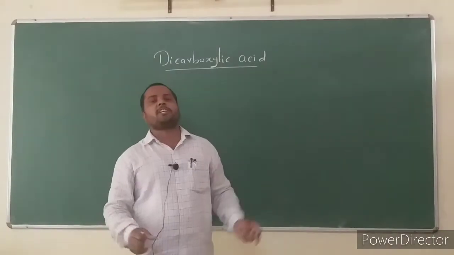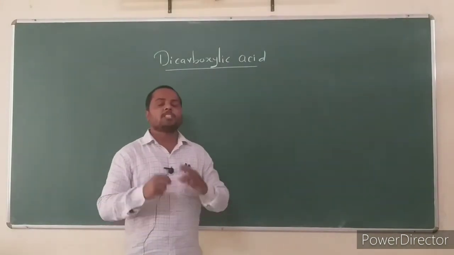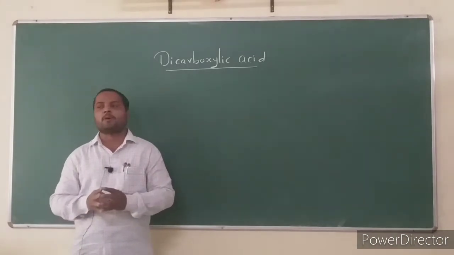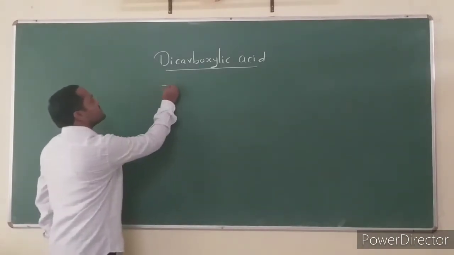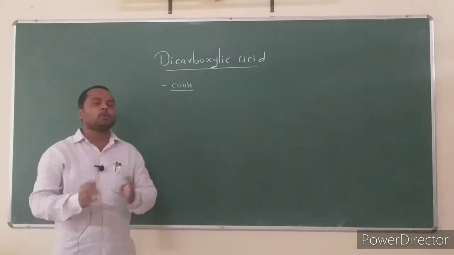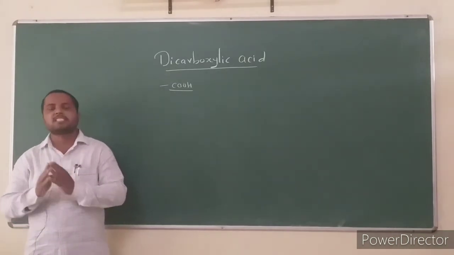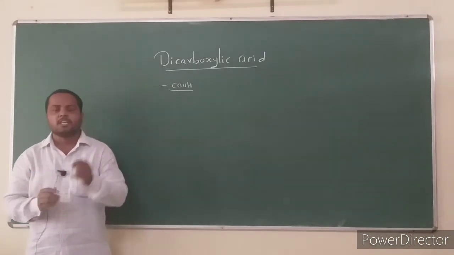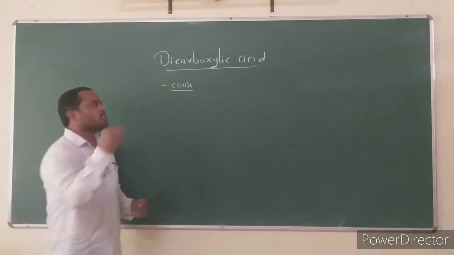Hello student, today we discuss the acidity of dicarboxylic acid. What is the dicarboxylic acid? The organic compound or the acid compound which has two carboxylic functional groups. This is the general carboxylic functional group. The compound which has two carboxylic functional groups is generally known as a dicarboxylic acid, or the compound which on dissociation gives 2H plus ions is known as a dicarboxylic acid.